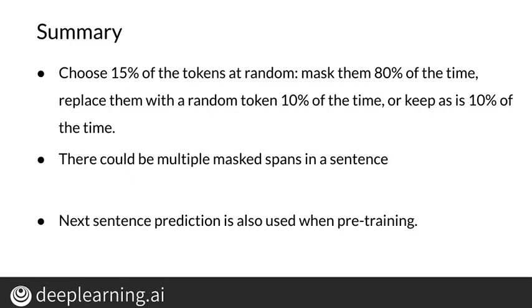So in summary, you choose 15% of the tokens at random. You mask them 80% of the time, replace them with a random token 10% of the time, or keep them as is 10% of the time.